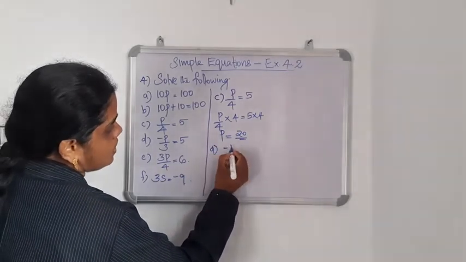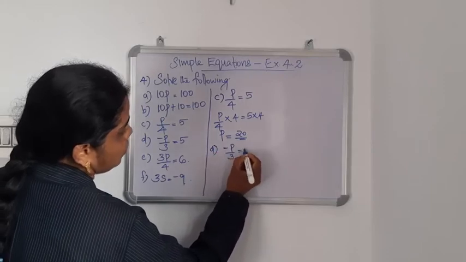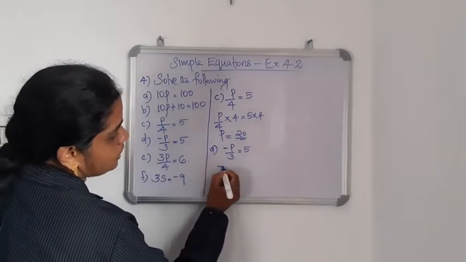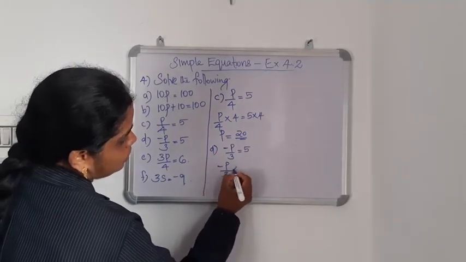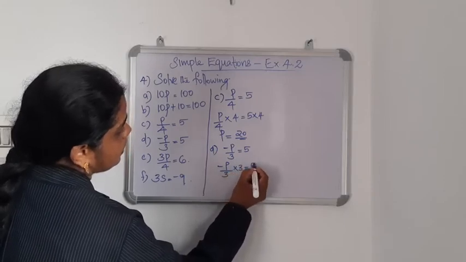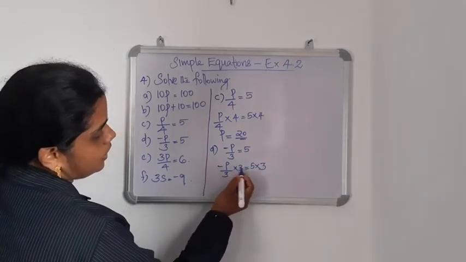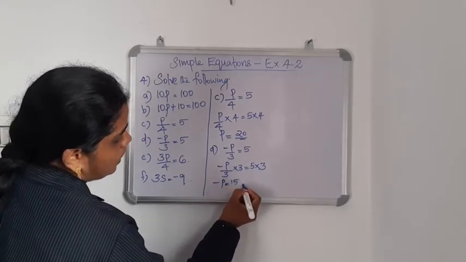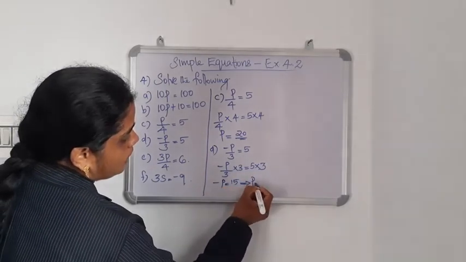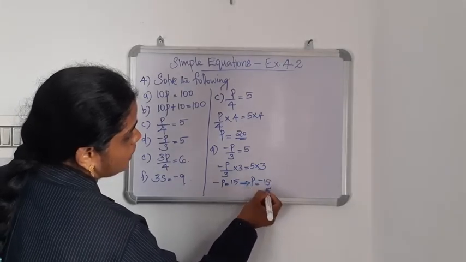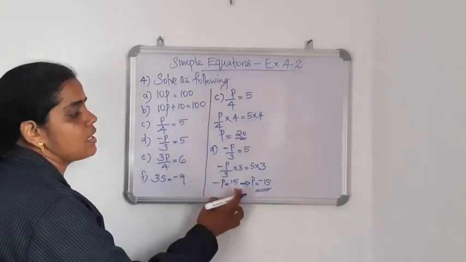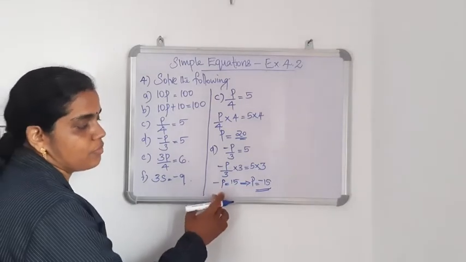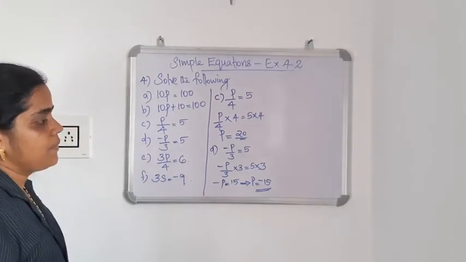Then next question, minus P by 3 equal to 5. So we can multiply with 3. So here 3. Here also 3. Then 3 and 3 cancelled. Minus p equal to 15. We can write p equal to minus 15. Minus p equal to 15 means value of p is minus 15.